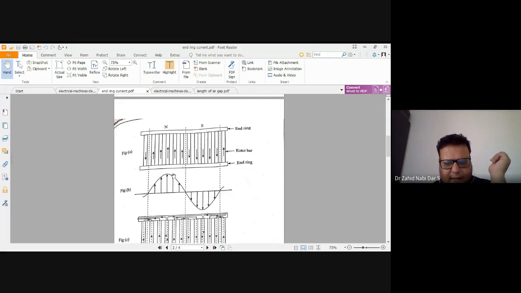So how much current is this? How many points of magnitude are we having? 1, 2, 3, 4, 5. So if we want the current in this particular thing, we will take the maximum value of the current IB and divide by, to get the average of that current. So we'll get an average value of the current. Here also we can similarly find out the average value of the current. But we are interested in calculating the end ring current.